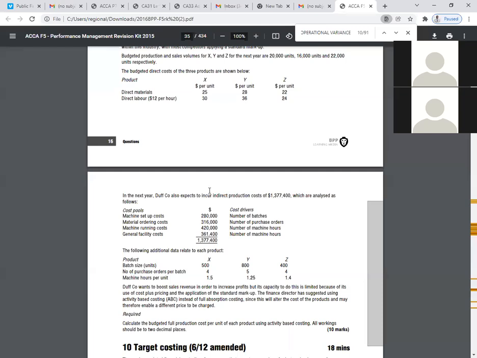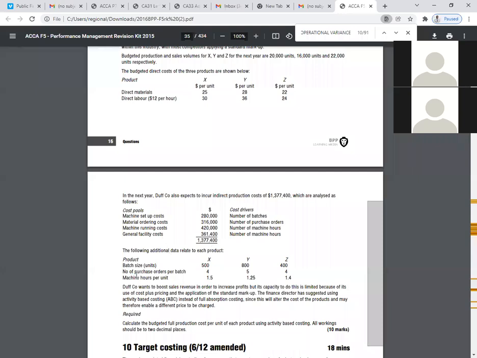I can see my overheads. So we have overheads here. We have machine setup costs, right? And then we have, ladies and gentlemen, material ordering cost. We have here machine running cost. And then we have general facility cost, right? And the following additional data related to each product.